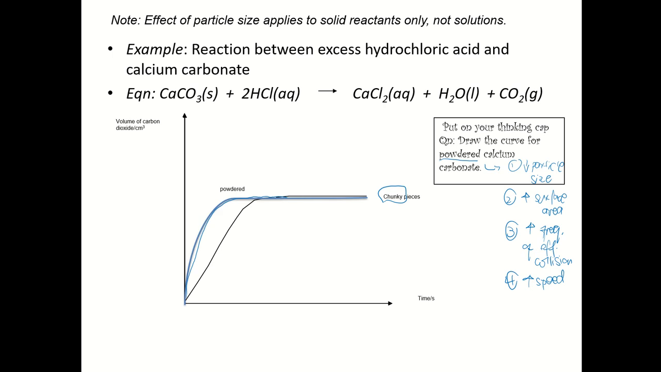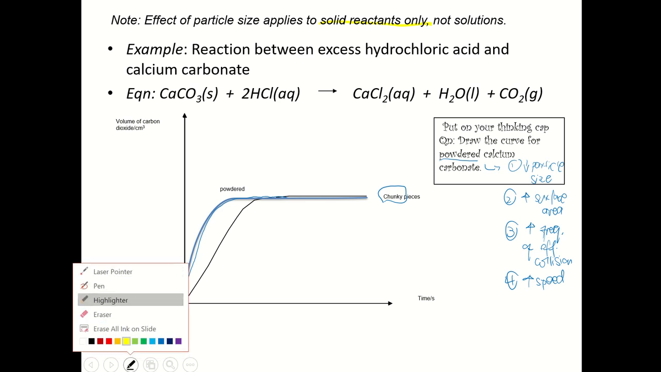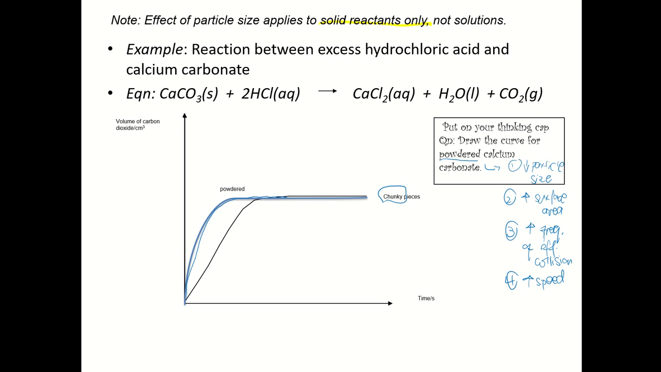There you go, powdered, with a steeper curve. Take note, particle size will only affect solid reactants, which makes sense, right? Because you can change the particle size by either having big lumps, chunks, or decrease particle size by having powder form, which a solution you can't actually have chunks or powder form.